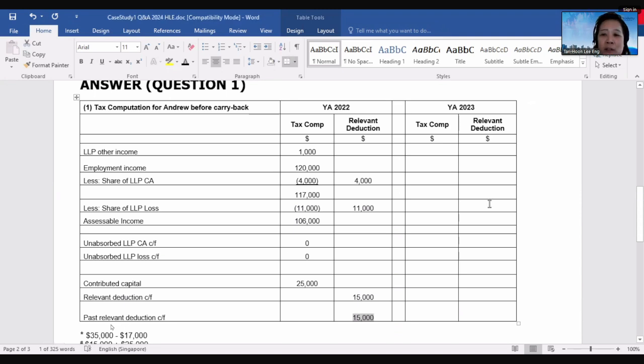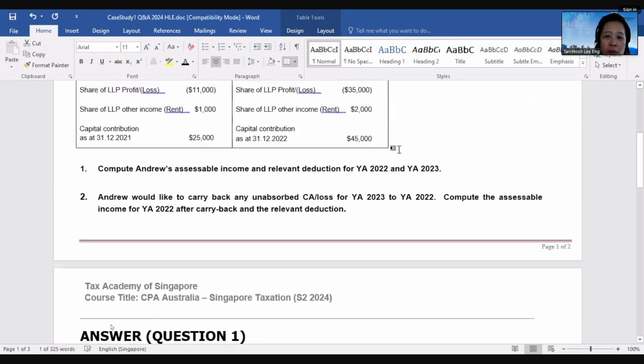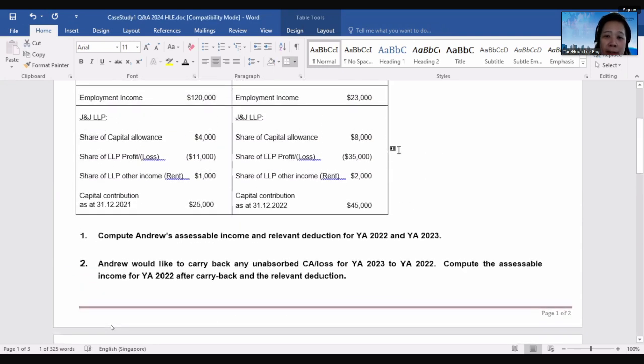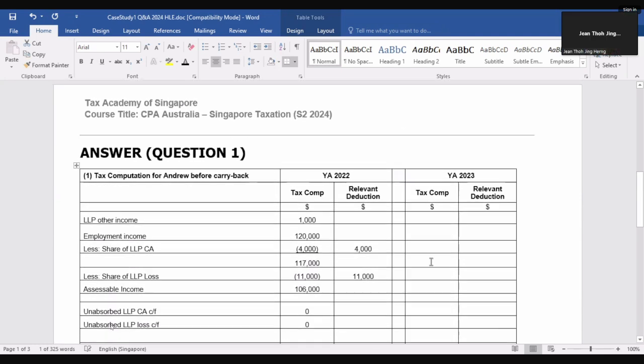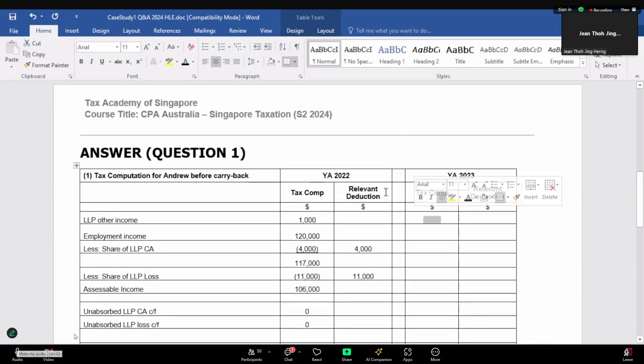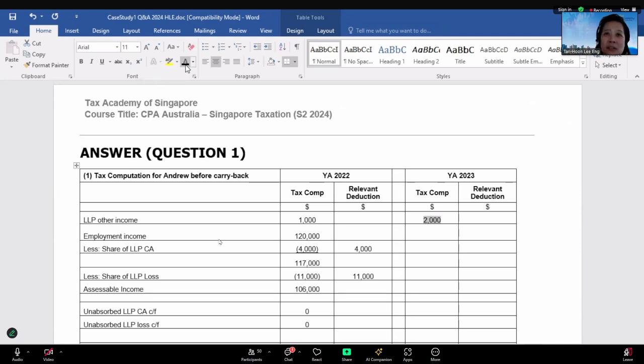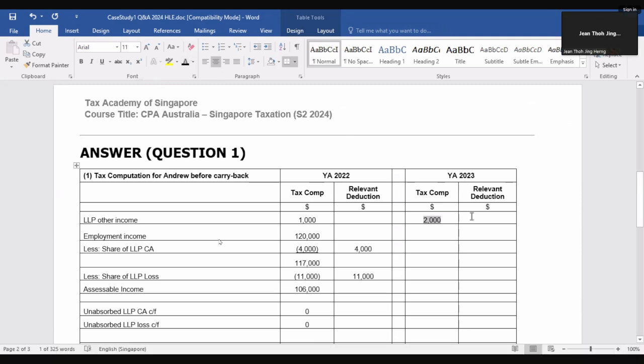Now we go on to the next YA. What is the question? Okay, 2023. Next YA. Again, look at other income. Come, somebody tell me. 2,000. What is the other income? 2,000, that's right, because this is the LLP other income. Employment income? Employment income, 23,000. Yes, correct.